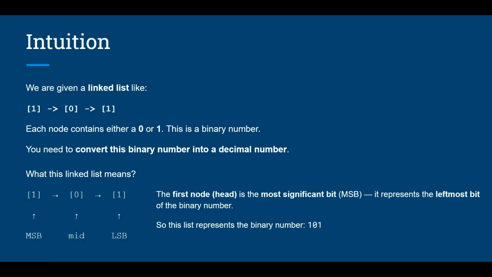Okay, now understand the intuition. We have a linked list like this, where each node contains either 0 or 1, so this is a binary number. You need to convert this binary number into decimal. If you think this is your MSB, this is the middle, and this is the LSB, it means the first node, that is the head, is the most significant bit, and it represents the leftmost bit of the binary number. So this list represents the binary number.